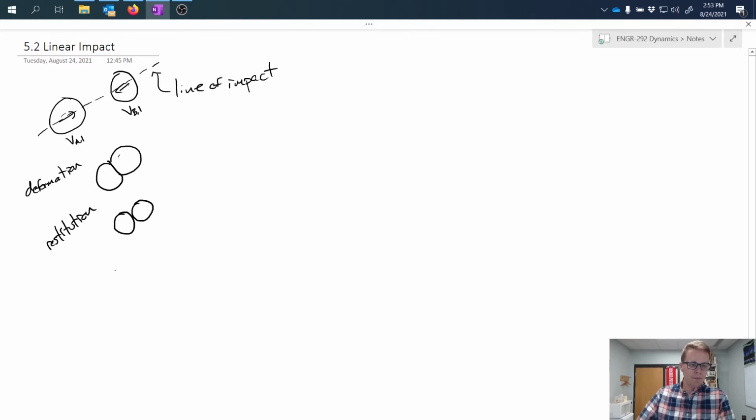And finally, the two balls are now moving away from each other, and we're going to label this velocity VA2 and this velocity VB2. Great. So we've got kind of the picture of what's going on as these two objects are coming into a collision and colliding. So now we're going to take something we've already talked about, which is the conservation of momentum.